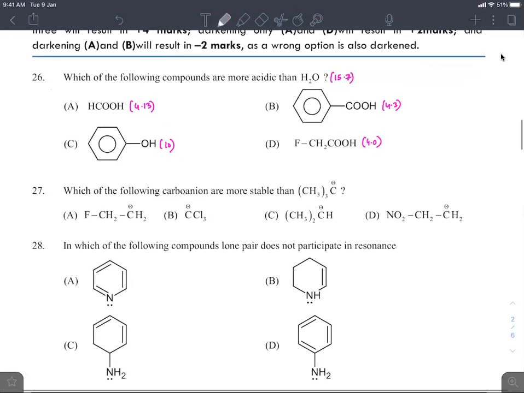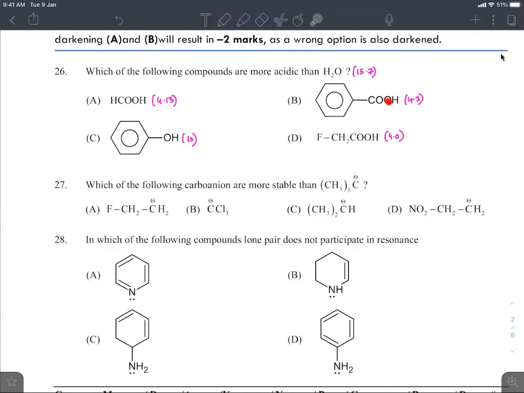So you were asked which of the compounds are more acidic than water. You can see the one which has the lower pK value, that will be more acidic. So 1, 2, 3, 4, all of them. So all of them are more acidic than water. Have you all understood this?